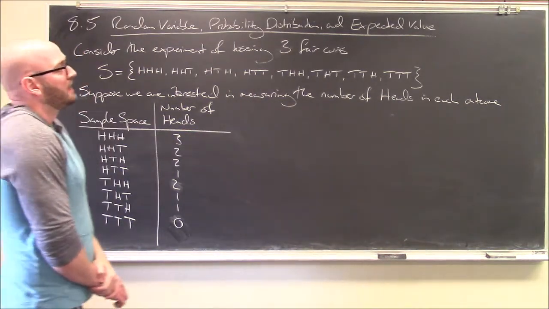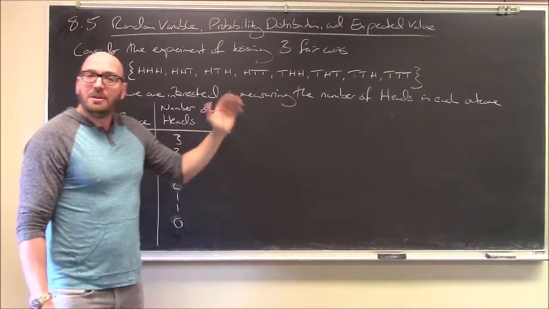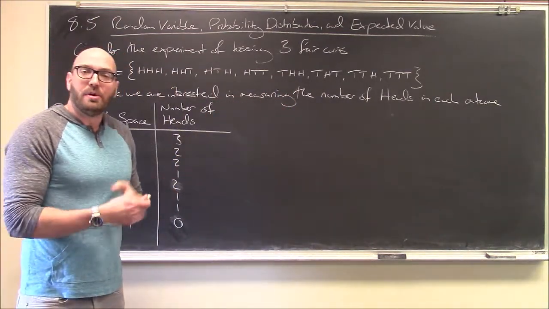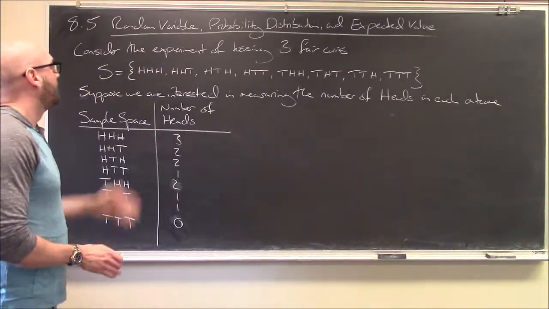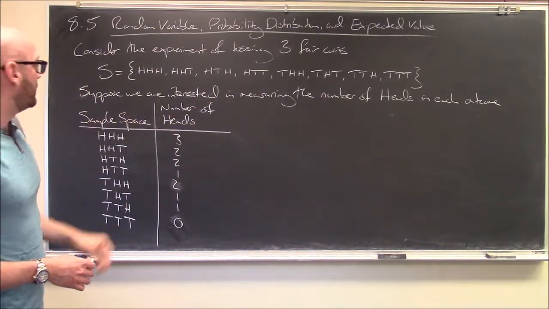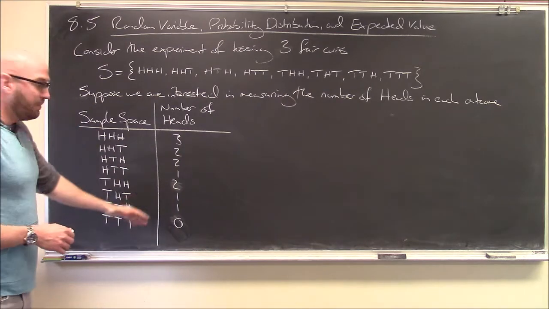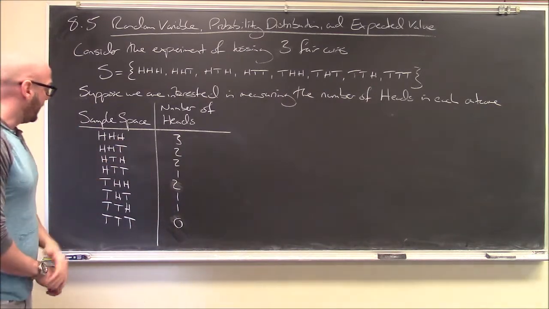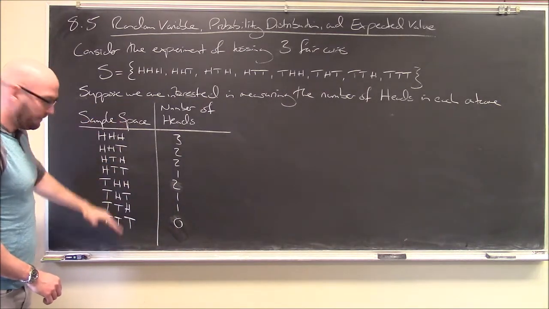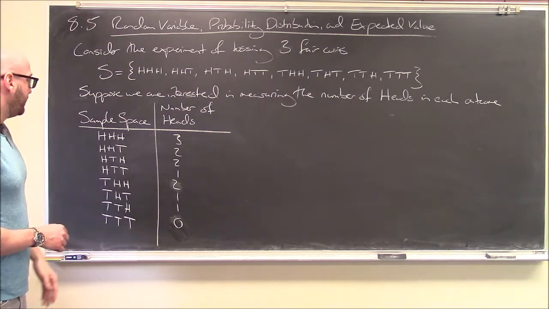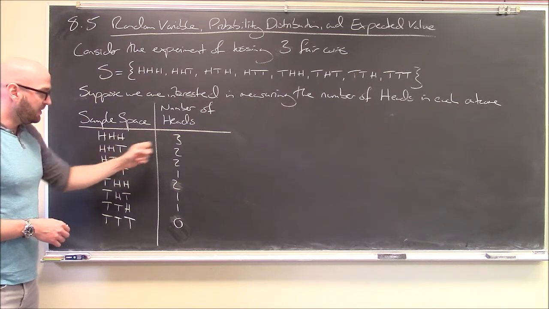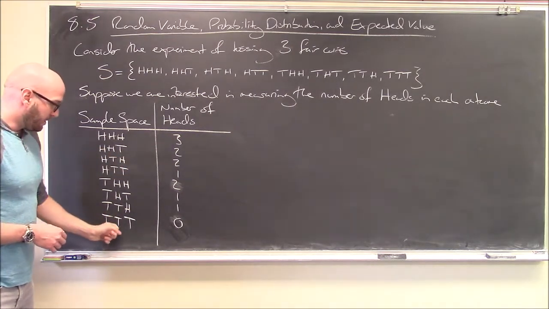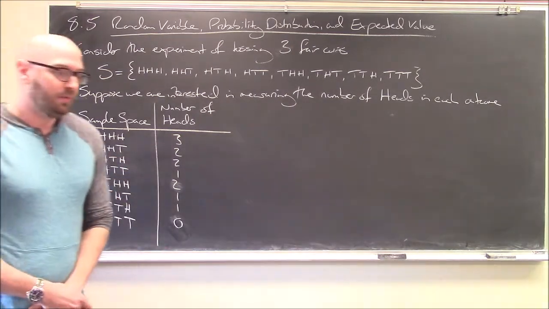And instead of looking at the actual outcomes themselves, I'm interested in measuring the number of heads per outcome. So here I've got a table behind me where I've already done this. I've measured the number of heads for each simple event in the sample space. For example, HHH is 3 heads, HHT is 2 heads. Down here at the bottom, TTT is 0 heads, and so on.